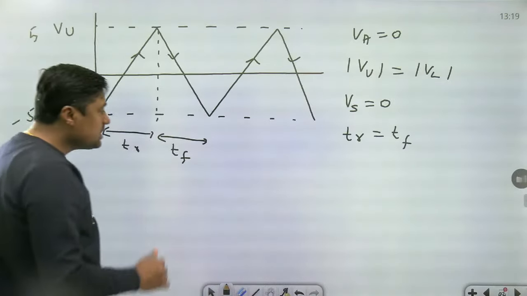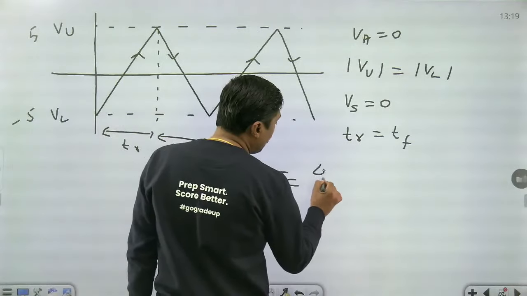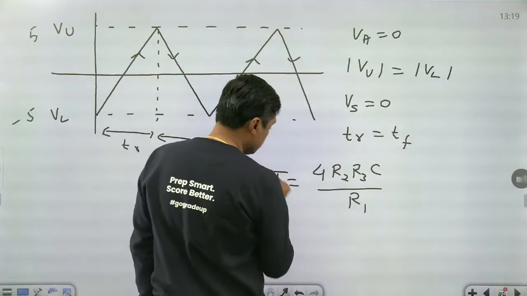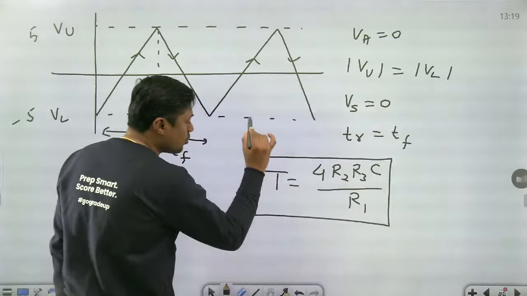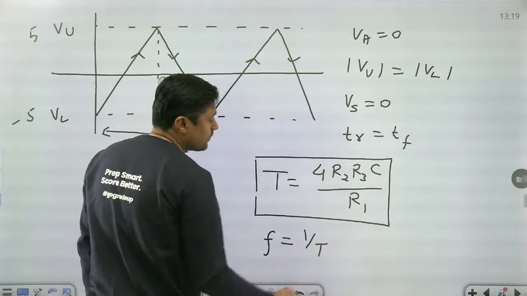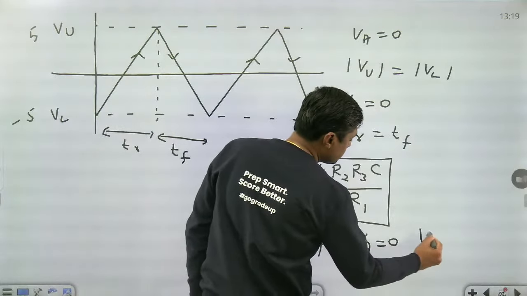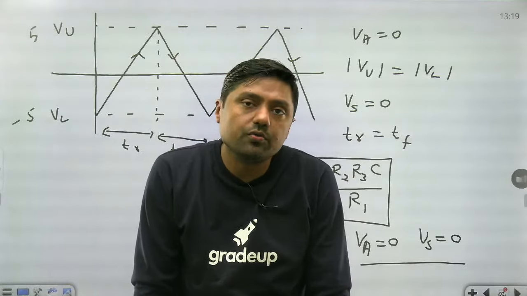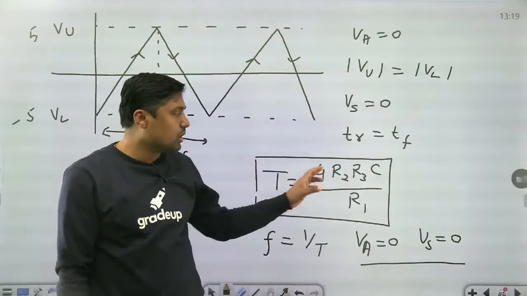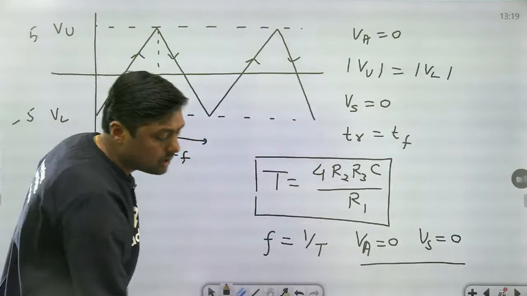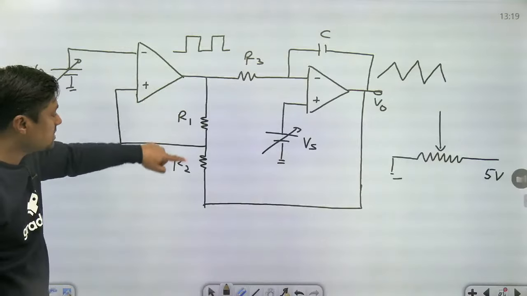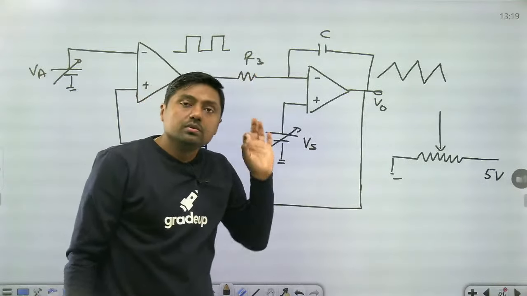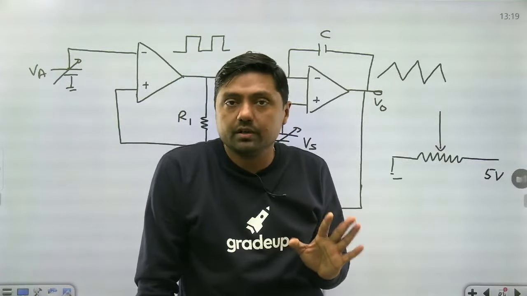Right? Then time period, always remember, 4 times R2, R3, C divided by R1. For symmetrical wave, F is equal to 1 by T. That is the normal case. If Va is equal to 0, Vs is 0, the total time period is 4 R2 R3 C by R1. Where are R2 and R3? Always remember, this is the R1, that is the R2, this is the R3, R1, R2 and R3, and that is the C. These are called timing elements. This is the time period of a triangular wave generator.